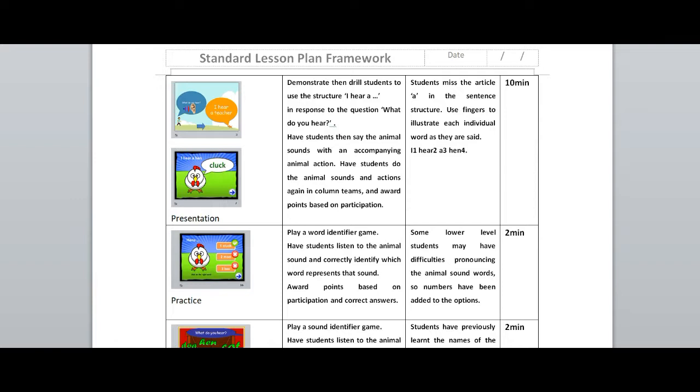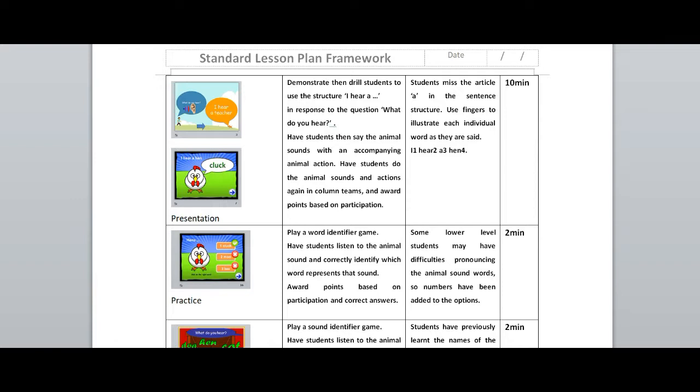And this is going to take me about 10 minutes to get through this. And I will encourage students to participate by giving them points based on their participation. So the more students participate in saying this structure and doing the animal sounds and making the animal actions, the more points that they get for their team.